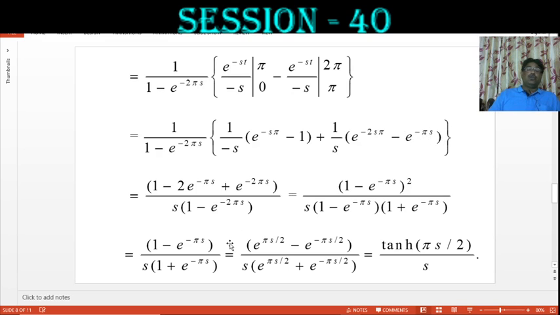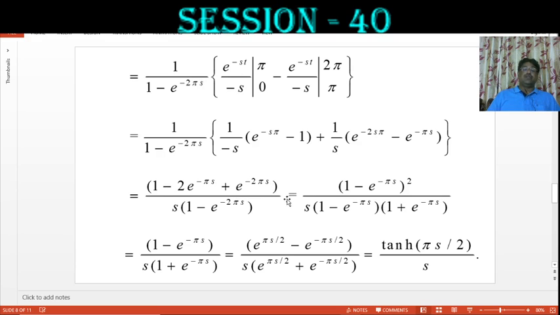Totally, that divided by s we will write as it is, and outside the bracket 1 minus e raised to minus 2 pi s as it is here. Within this bracket we have taken the LCM. First we write minus into minus plus 1, then e raised to minus pi s minus e raised to minus pi s we are getting. Therefore, it is 2 times e raised to minus pi s, plus e raised to minus 2 pi s, as it is here.